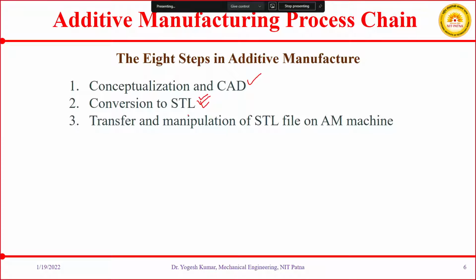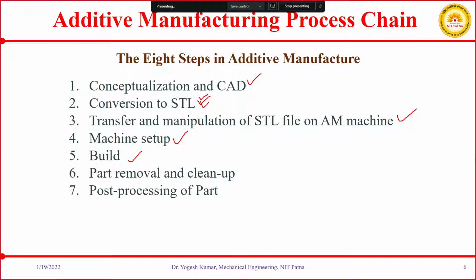Then the second step after this, then the third step is transfer and manipulation. I will be discussing these steps in the coming slides. Today we have the whole lecture on the discussion of these steps. The third step is transfer and manipulation of the STL file on your additive manufacturing machine. Then the fourth step is machine setup, then build. Fifth, part removal. Sixth, post processing of your printed component. Then your product is ready for the application wherever you want to use it.